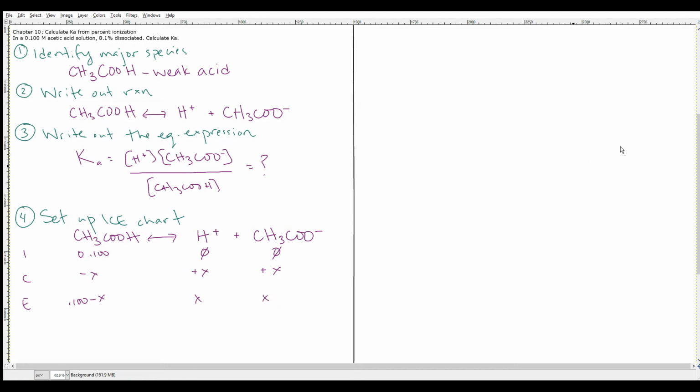Okay, so now we're going to have a new step. Because usually we would use the equilibrium constant to figure out what X is equal to, but we can't do that this time. This time we're going to use percent ionization to calculate X.